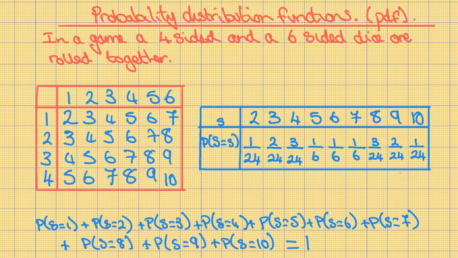The probability of S equals 1 plus the probability of S equals 2 plus the probability of S equals 3, all the way up to the probability of S equals 10, must add up to 1.